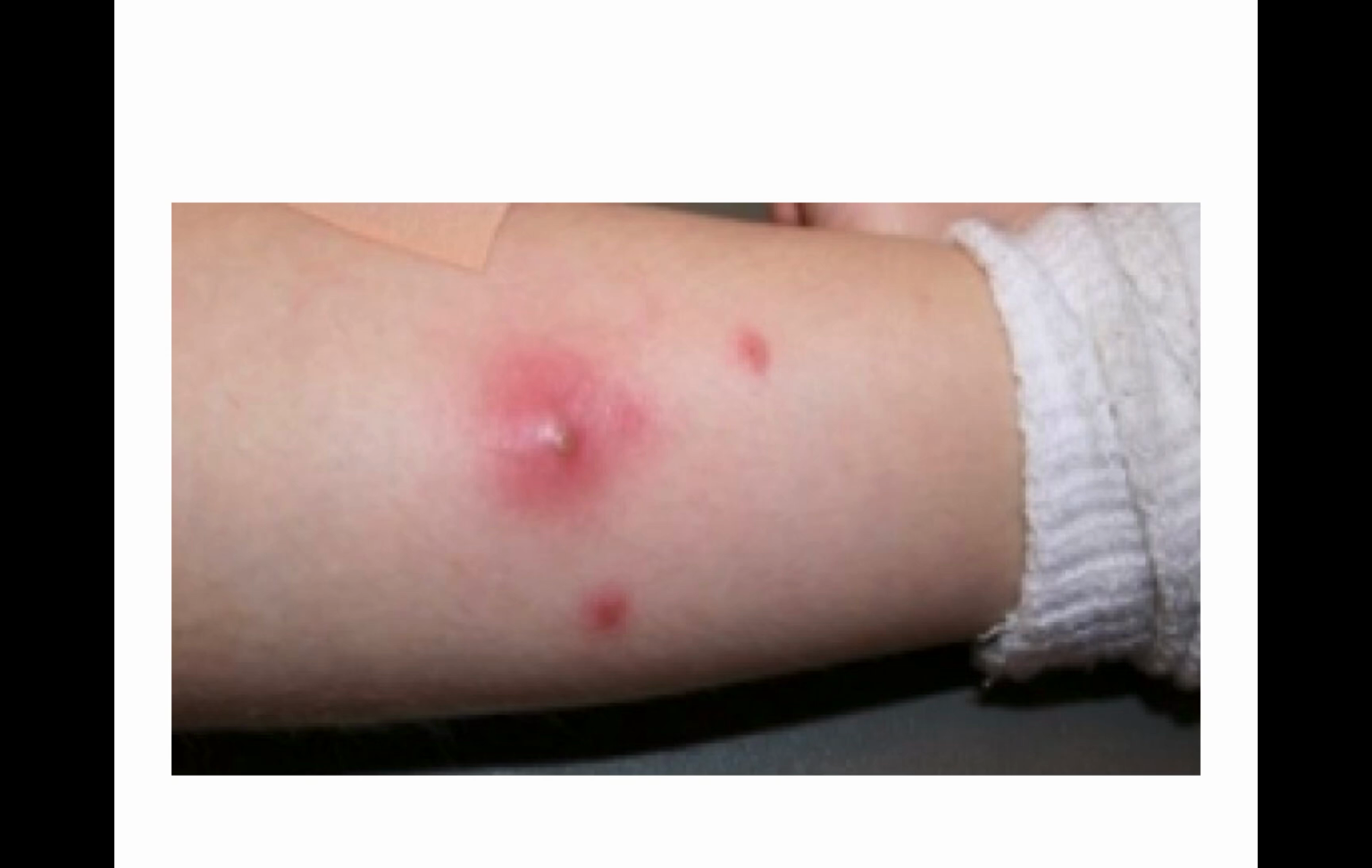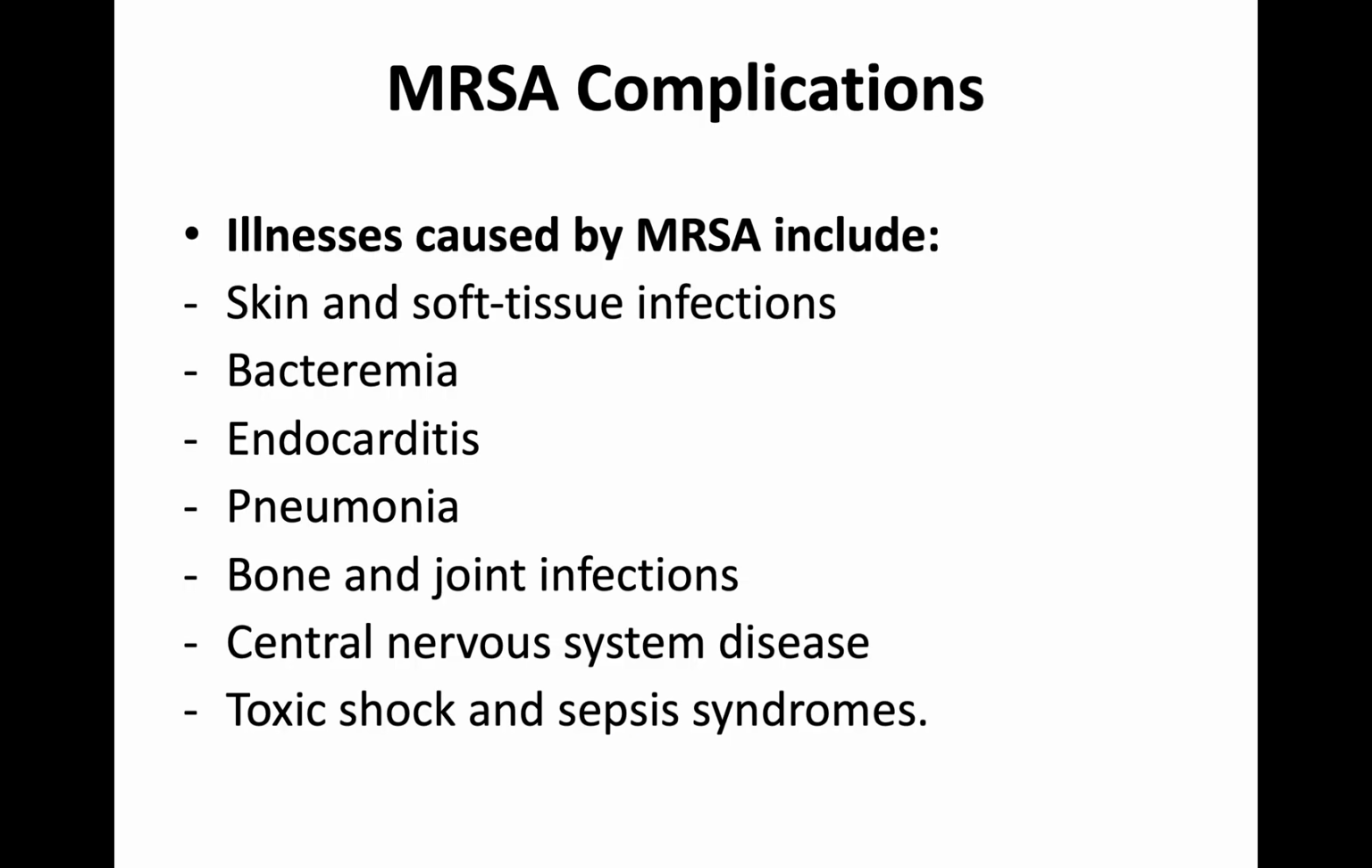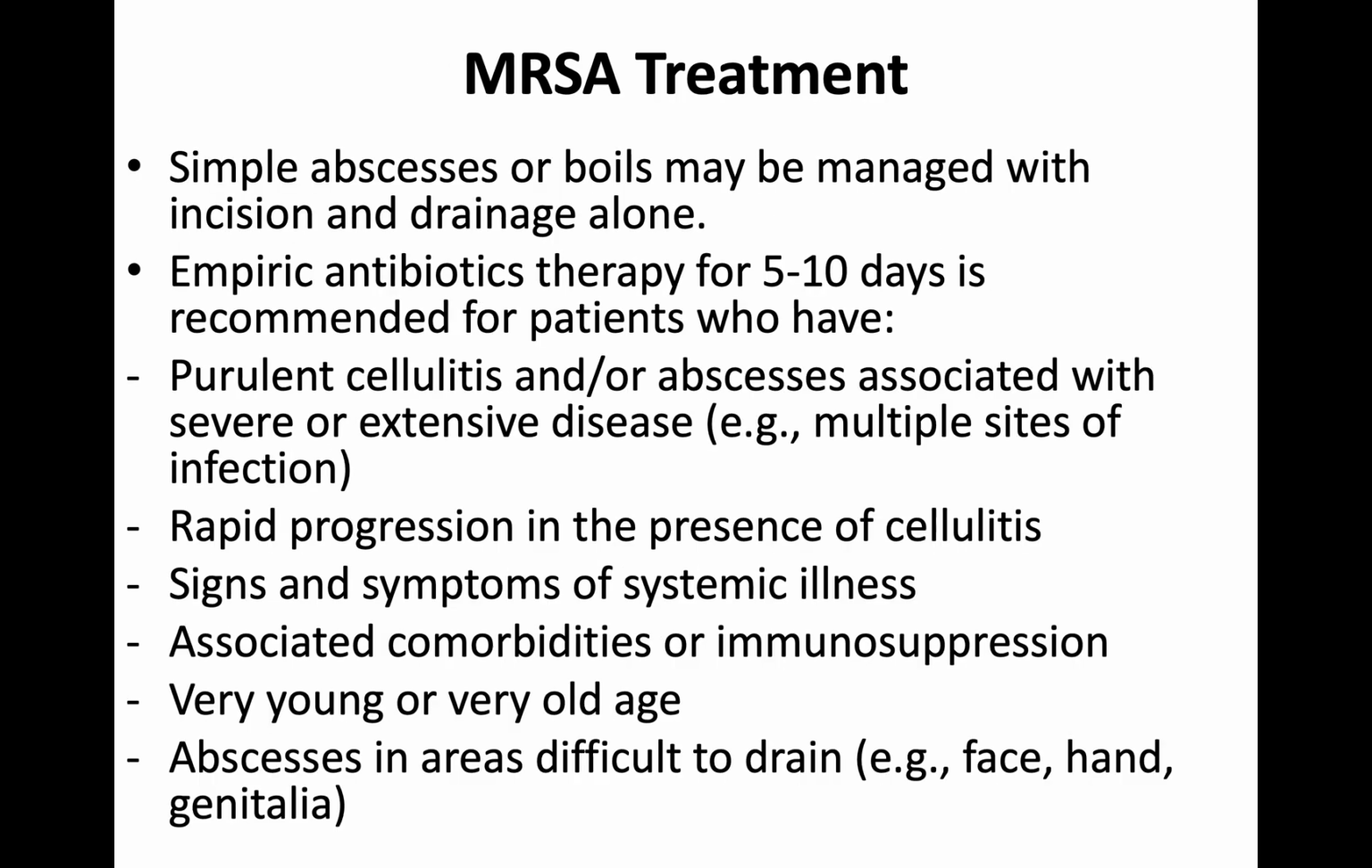So this is usually how it starts. You can see there's pus inside of that big one for sure. The complications of untreated MRSA are, well, it is a skin soft tissue infection, but bacteremia, as we talked about, endocarditis, which is a bacterial infection of the heart. You can have MRSA pneumonia. Bone and joints can become involved. It can get in the central nervous system, which would, of course, be a problem, and they can also develop shock and sepsis.